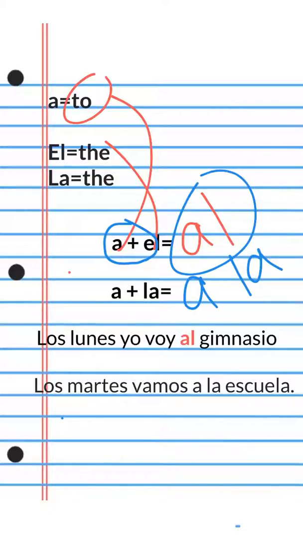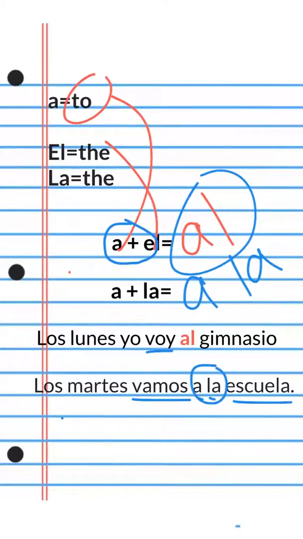Los lunes yo voy, that's the verb ir conjugated. Instead of saying a el, you would say al and then gimnasio. That means on Mondays, I go, or even I'm going, to the gym. The other example, los martes vamos, it's the conjugation of the verb ir in the nosotros form, a la escuela.